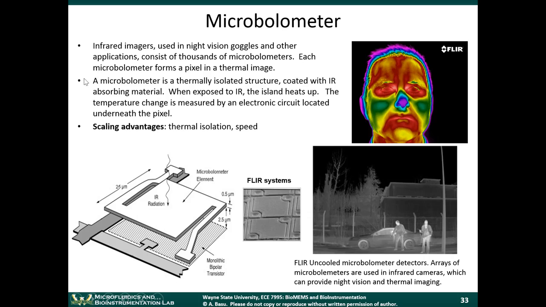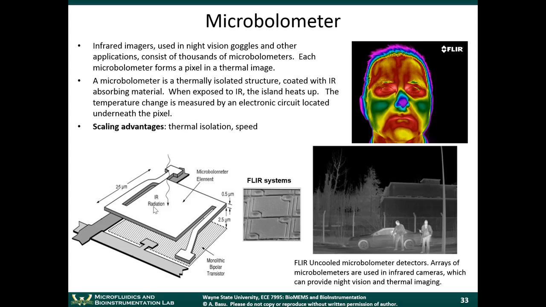So a microbolometer is a thermally isolated structure coated with IR absorbing material, infrared absorbing material. When exposed to infrared, the island heats up. The temperature change is measured by an electronic circuit located underneath the pixel. So we look at this diagram here. The infrared energy is coming from here. It hits this microbolometer element. The microbolometer element is coated with some type of paint or some type of material that absorbs infrared radiation. And when it absorbs it, it heats it up.